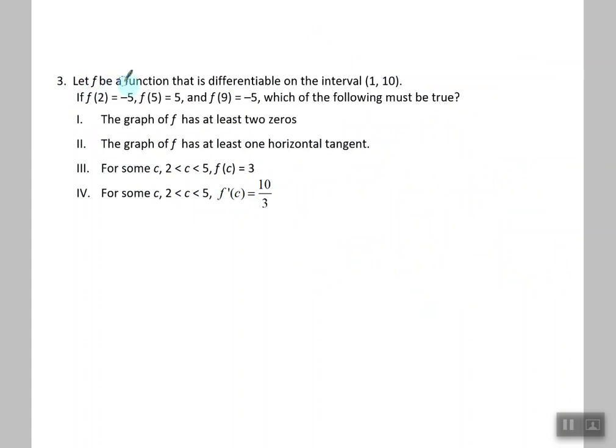Three, let f be a function that is differentiable on the interval from 1 to 10. Now note, when they say differentiable, we are able to conclude, so I'll say therefore, that the function is also continuous on that same interval. Now we don't know that it's continuous on the closed interval from 1 to 10.